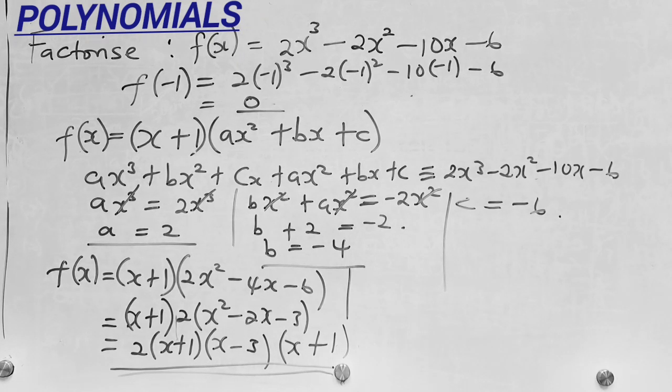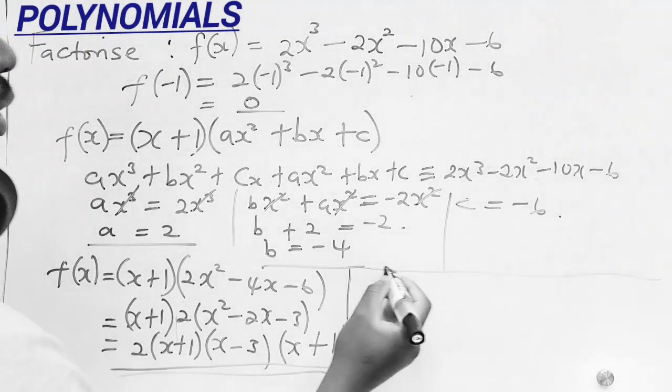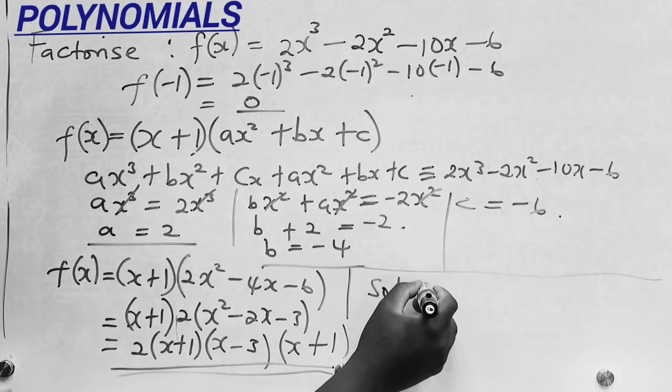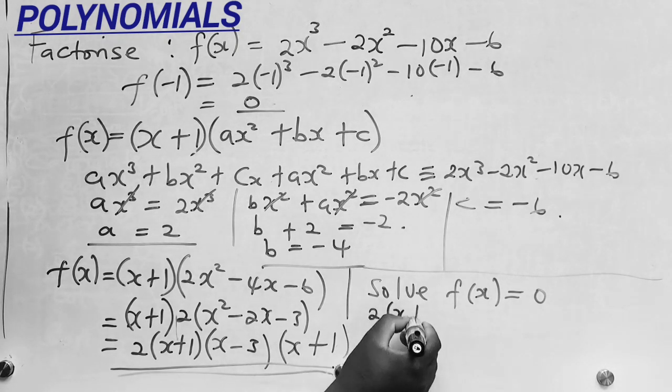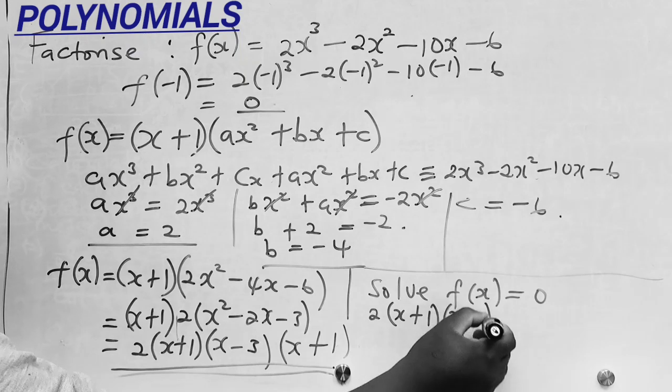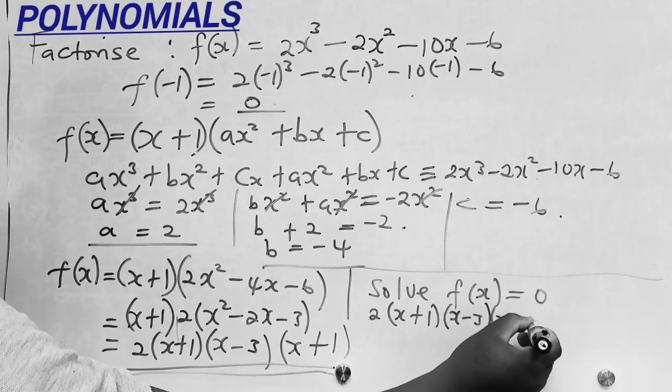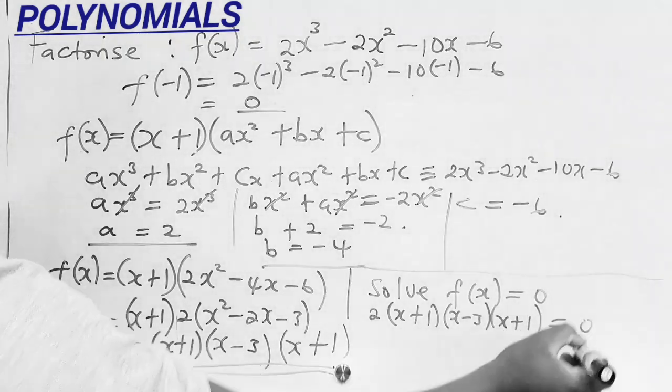Sometimes the question can ask you to solve the equation. I'm just giving additional information. They can say solve f of x is equal to 0. So what you need to do, you need to factorize first, following all these steps that I showed you. When you reach this stage, that's where you equate to 0. So that will be 2 times x plus 1, x minus 3, x plus 1 is equal to 0, like this.